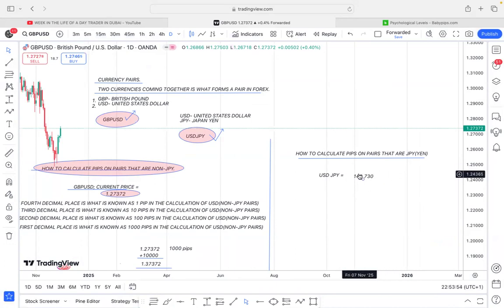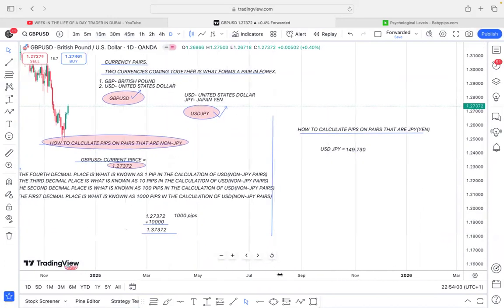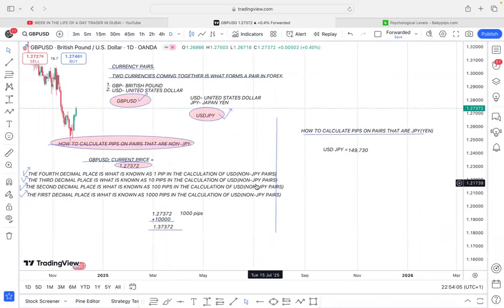Now this is the current price, right? This is the current price on USDJPY. So now, how are you supposed to calculate this current price that we have here right now? Everything on this left-hand side, you can screenshot it, go through the videos I've made before, screenshot, take notes, and get better. So USDJPY current price is 149.73.